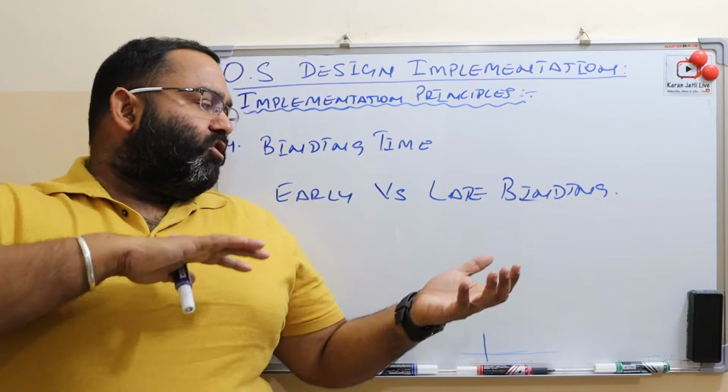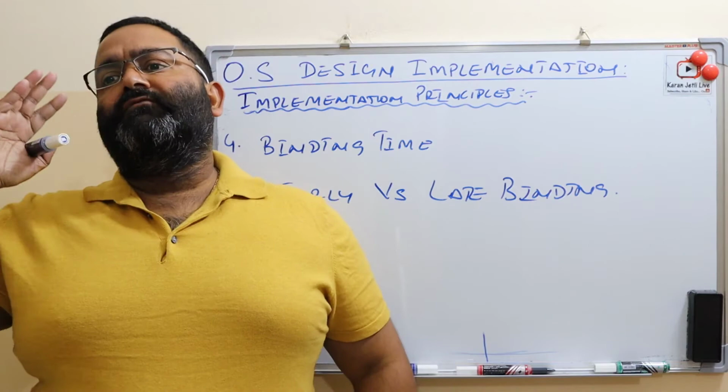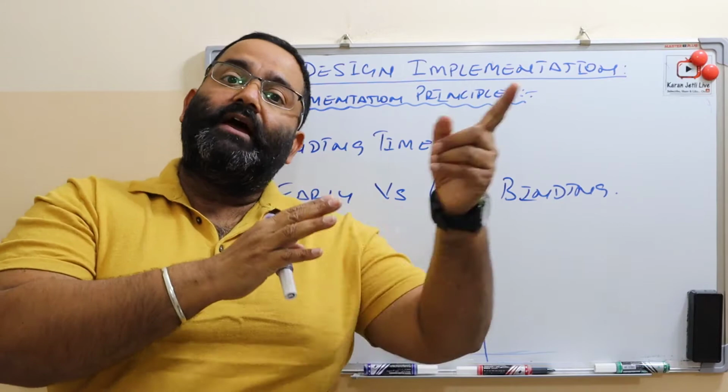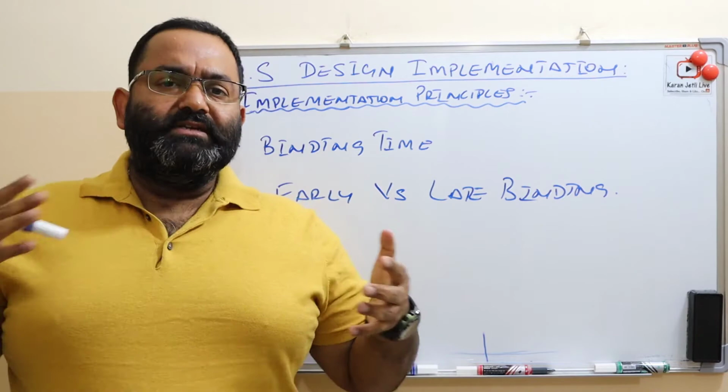In contrast to early binding, we have something called late binding. Late binding says, do not fix anything in advance. When the program is executed, at that time the address will be assigned to the program. Until you run the program, no need to fix the memory location for that program. So this approach is a little more flexible, because nothing is fixed.